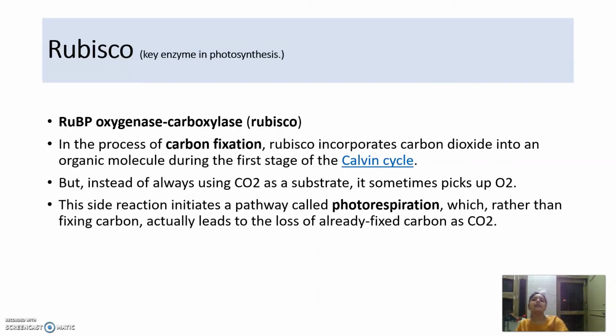Let's proceed forwards. We have already discussed in brief the Rubisco enzyme. The Rubisco enzyme acts as both the oxygenase and the carboxylase. When the oxygen concentration is more, instead of carbon dioxide, Rubisco picks up the oxygen molecule and photorespiration occurs. It results in the loss of already fixed carbon dioxide molecules.